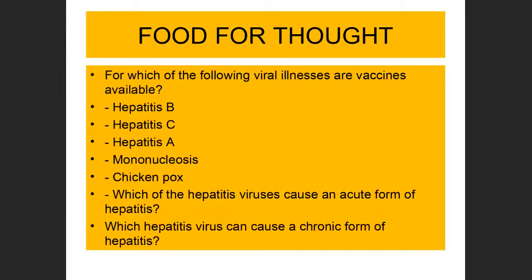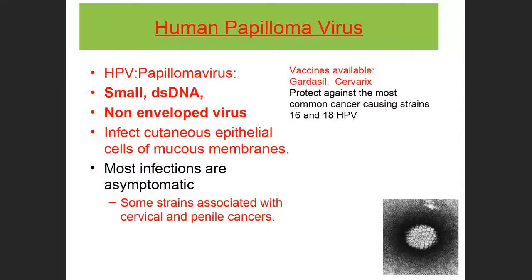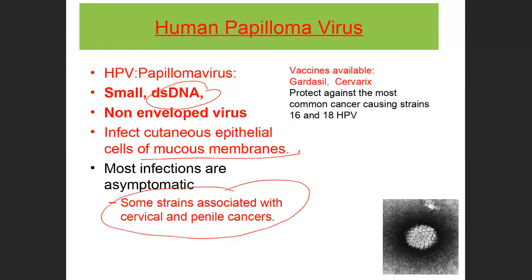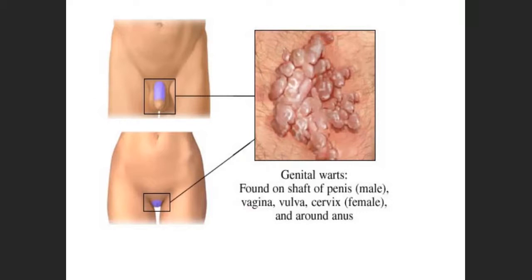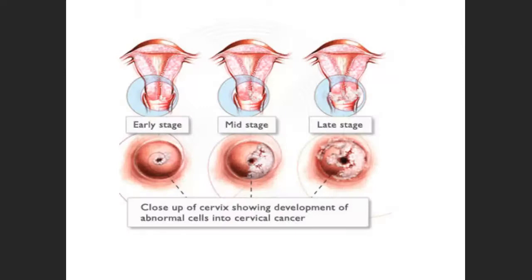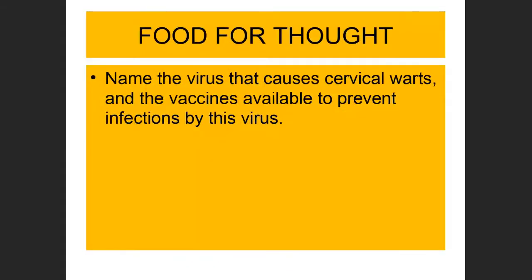Okay. Finally, the human papillomavirus. We have a vaccine for this one. It's a small double-stranded DNA virus. It causes an infection of epithelial cells, oftentimes in mucous membranes. Some strains are associated with cervical cancer and penile cancers. And we have the vaccines for both. The vaccine protects us from the most common strains of the virus. They cause genital warts, but those genital warts could degenerate into cancers. Okay.